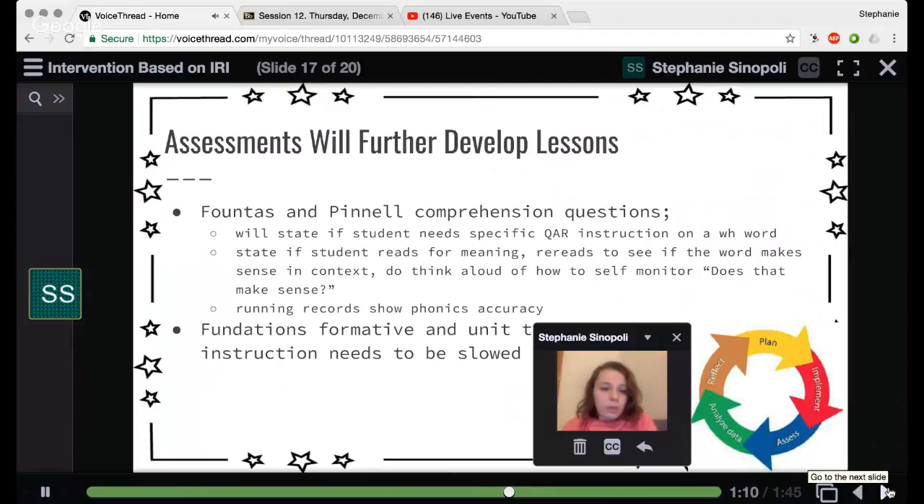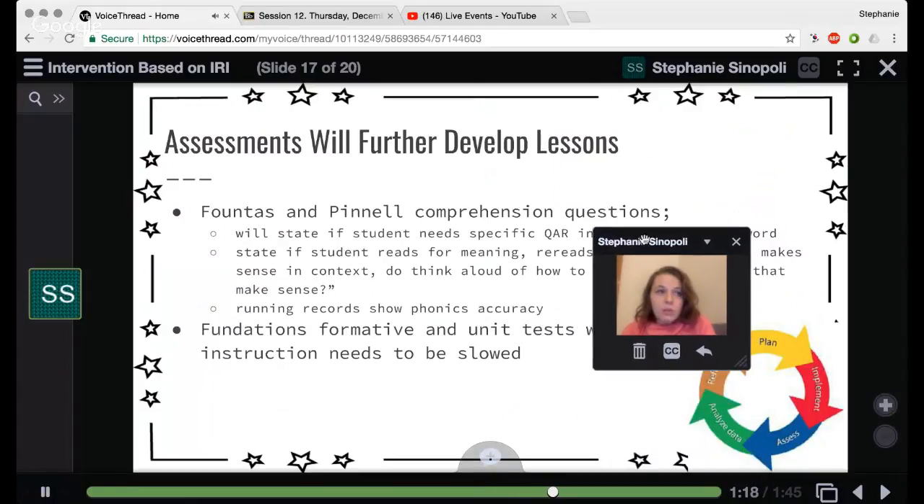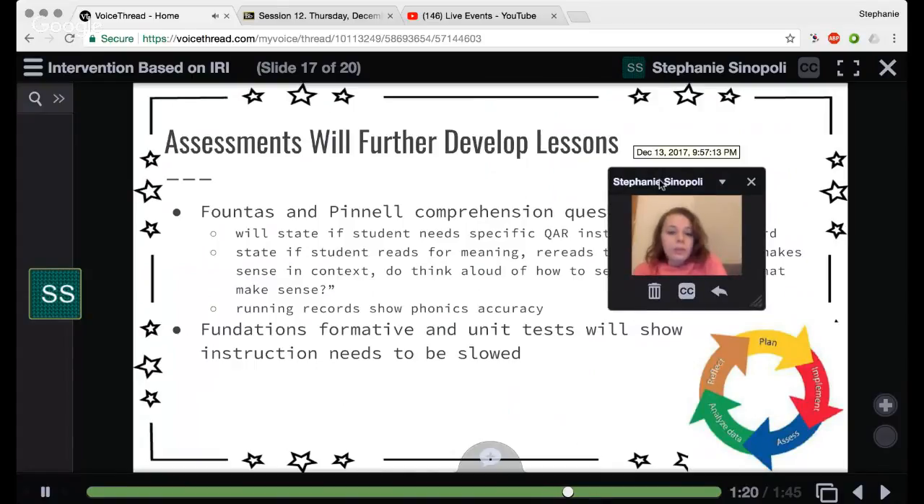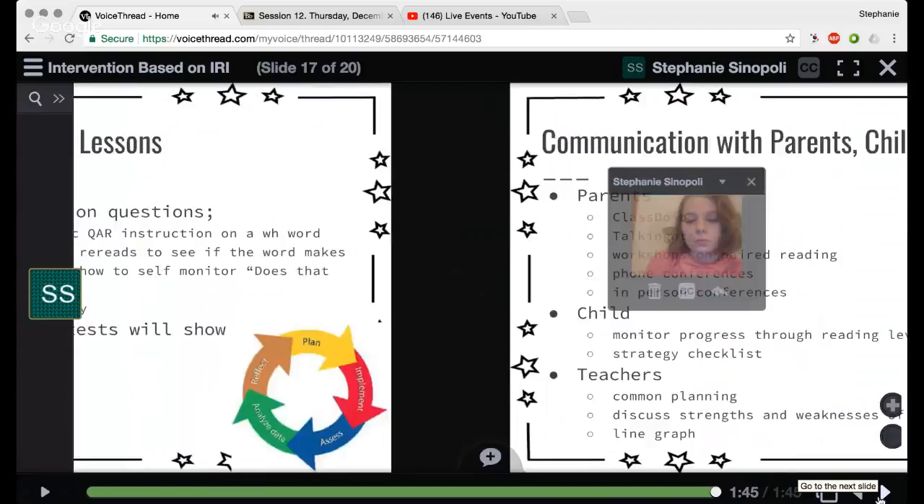And the running records from the Fountas and Pinnell will also show phonics accuracy. I have seen this because the reason why Jackie has struggles to go to the next level is because of her struggles with blends and vowel teams that are seen in higher level texts. And the foundations assessments, such as the formative and unit tests, will show if the instruction needs to be slowed in pace, such as doing only one vowel team a week instead of 3, or doing one blend instead of 2, and so on.